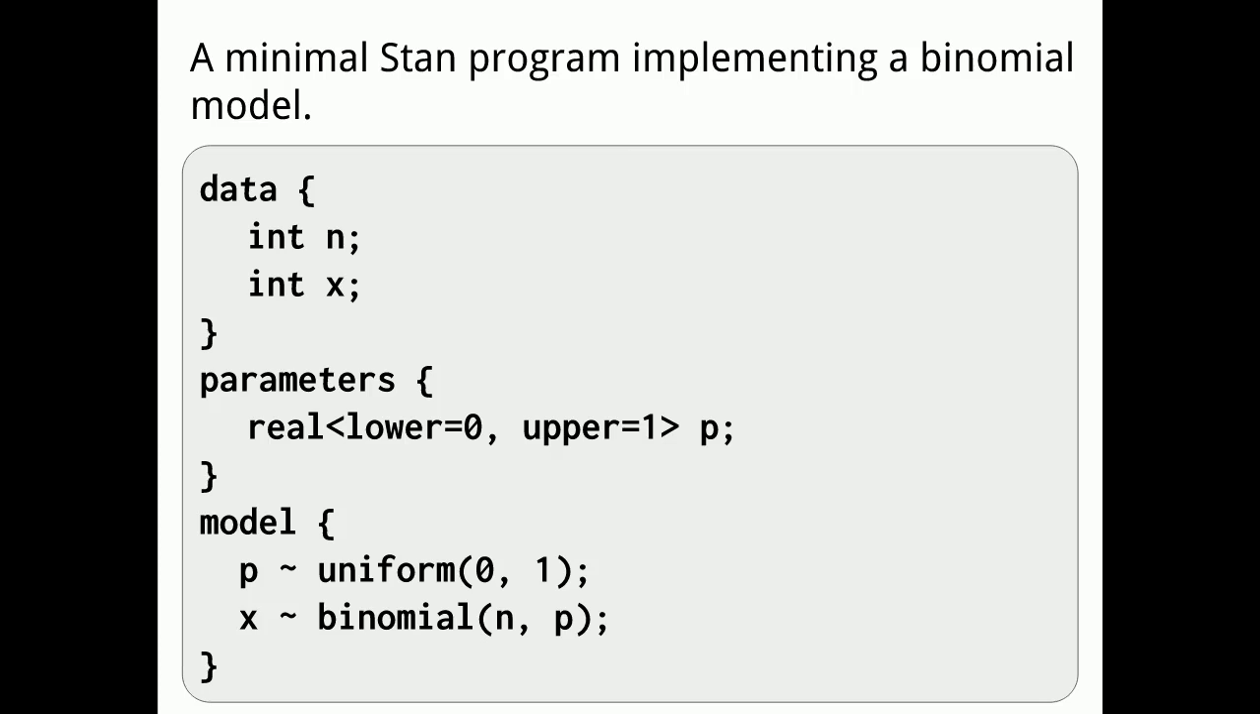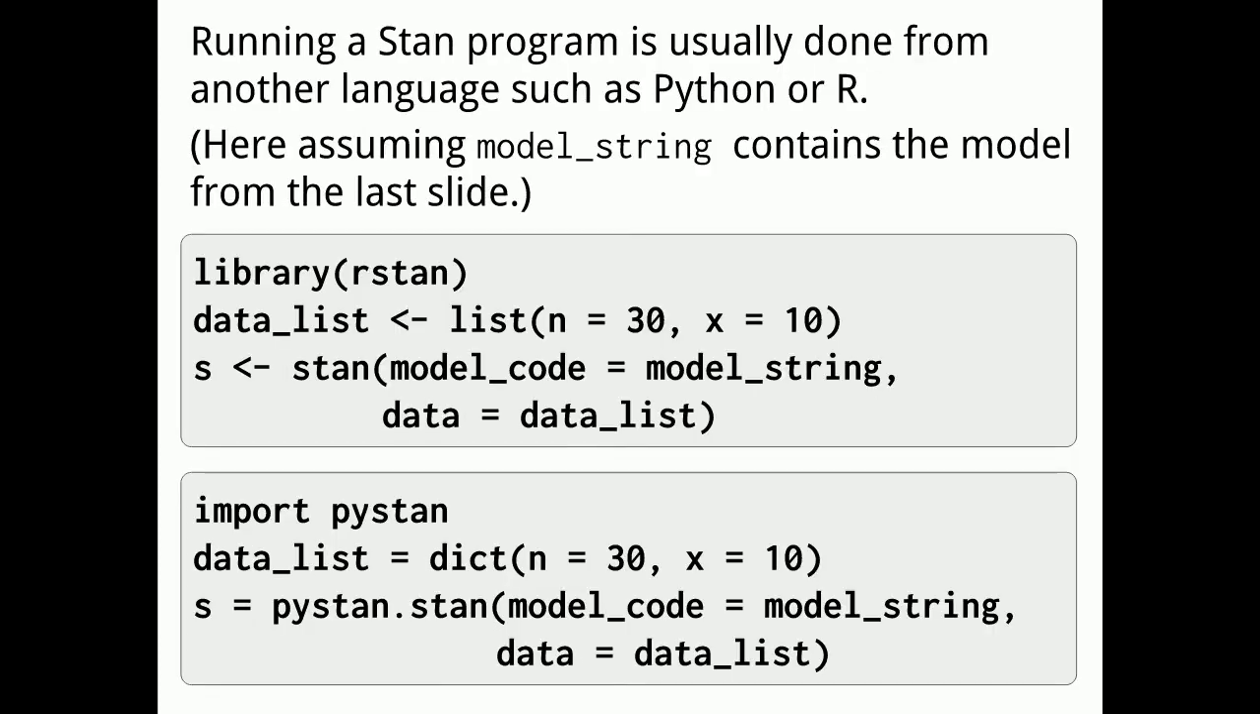So now we just need to get Stan to compile and fit this model somehow. This is usually done from another language, such as Python or R. And assuming model_string contains the model from the last slide, this is how you would do it. First, you need to define the data, and then you run the stan command, passing in the model string and the data. And after waiting a couple of seconds for Stan to compile and fit the model, you'll get the Stan object back, which contains a large sample of parameter values representing the posterior distribution for p.